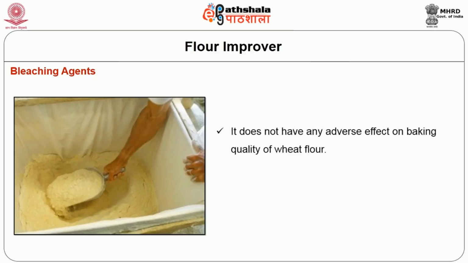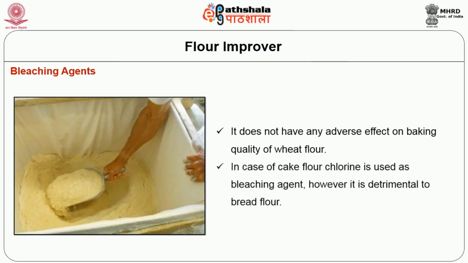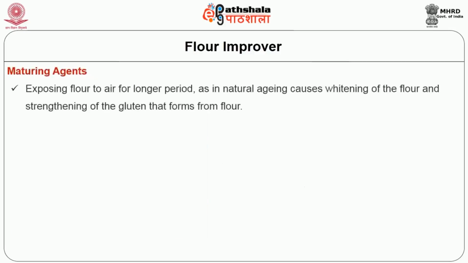It does not have any adverse effect on baking quality of wheat flour. In case of cake flour, chlorine is used as bleaching agent. However, it is detrimental to bread flour. The other flour improver is maturing agents.